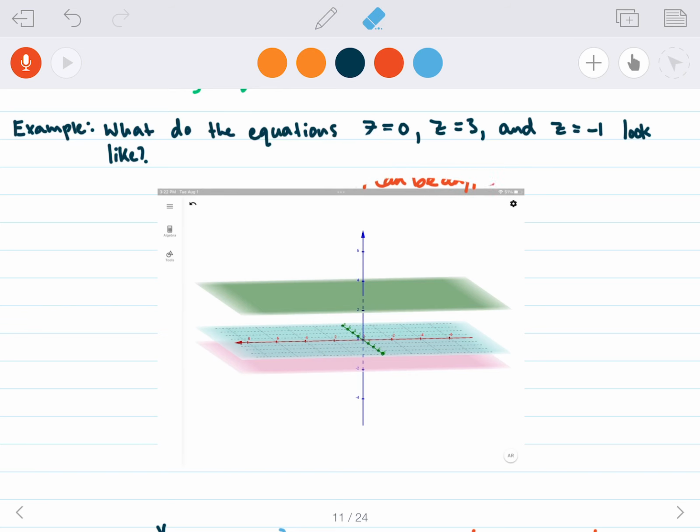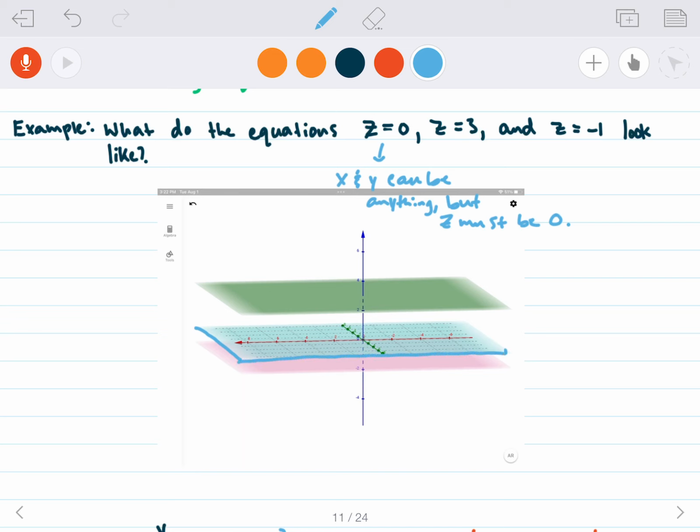Maybe I'll do this in blue since the picture's blue. Sorry guys, let's go ahead and do that. So this means x and y can be anything, but z must be 0. And the picture is a plane. Imagine it as a flat sheet of paper.